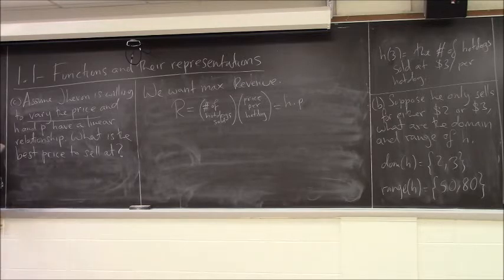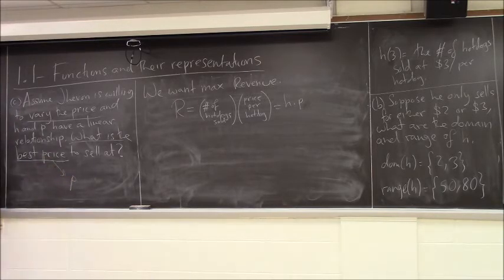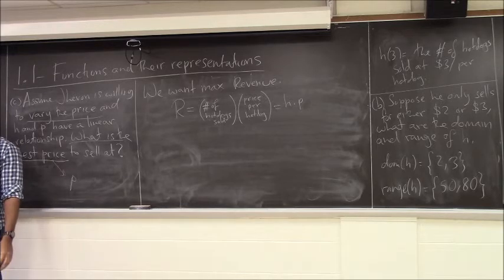So these are parts to interpreting a problem. First, you have to understand the situation. Second, you need to know what am I after. You were asked what is the best price. Price is represented by p. In other words, I need to find a p value. At the end of the day, I need to say p equals this, and that's the best price.